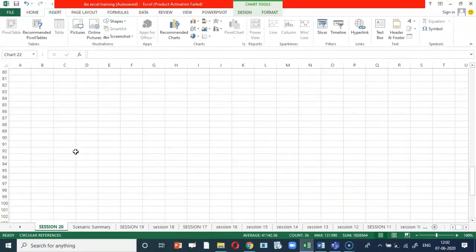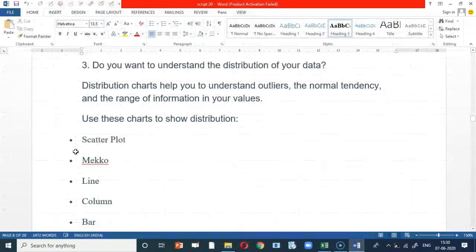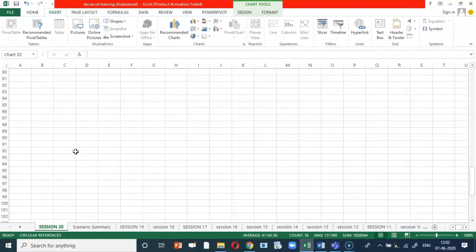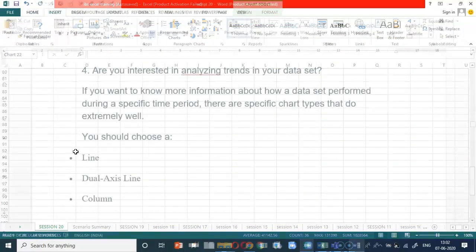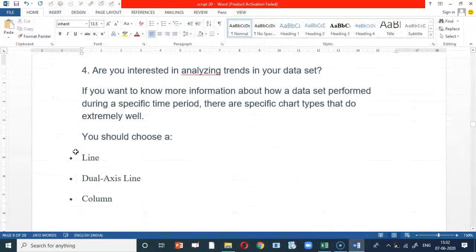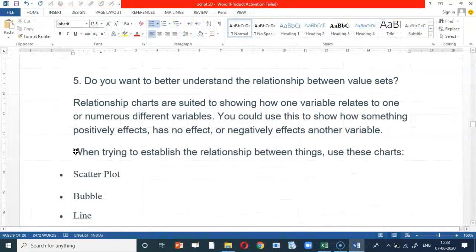Then one can use pie, stacked bar, stacked column, etc. If you want to understand the distribution of your data, then distribution charts help you to understand outliers, the normal tendency and the range of information in your values. We can use scatter plot, line, column, bar, etc. If one is interested in analyzing trends, then the charts which can be used are line chart, column chart, etc. If you want to know the relationship between two value sets, then the best chart will be scatter plot, bubble, line, etc.